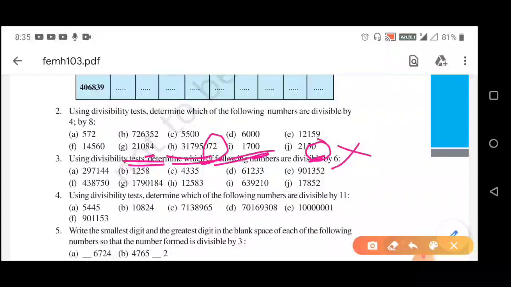So in question number 2, only question number E and J are not divisible by 4 and rest of the questions are divisible by 4.